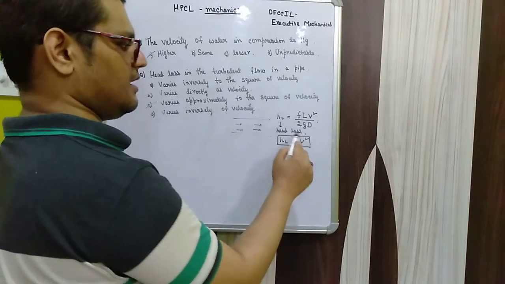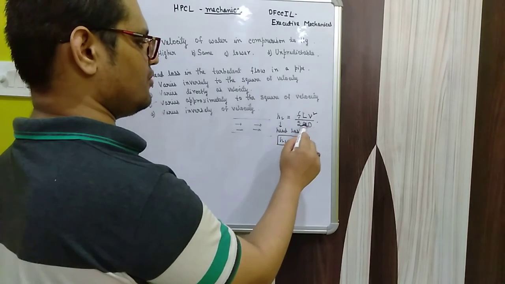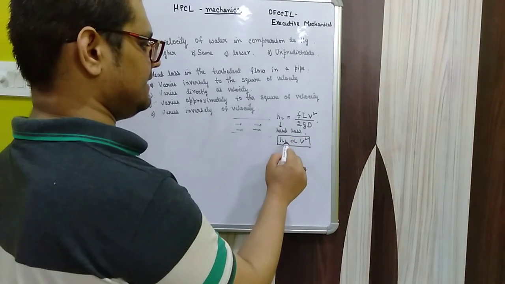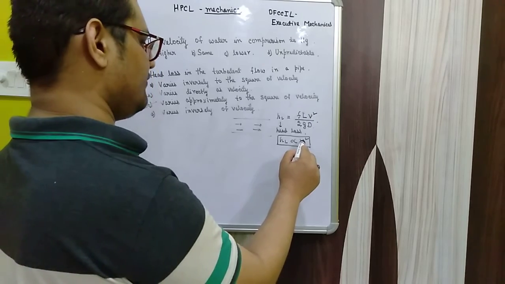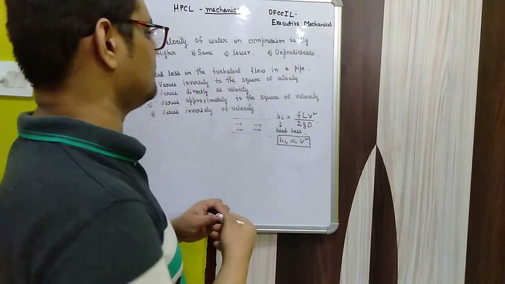So I hope you understand how we got this expression, that head loss is equal to F L V square by 2 G D, and that it is directly proportional to the velocity square. I hope the questions which I have solved till now are clear to you.